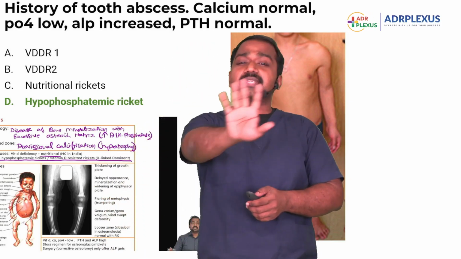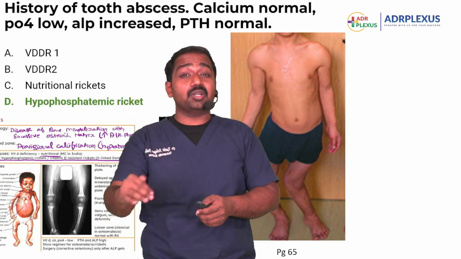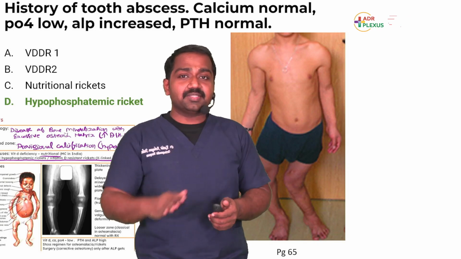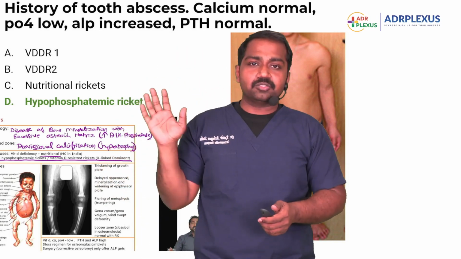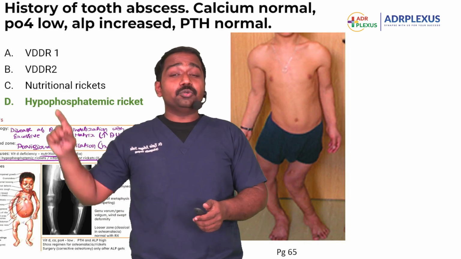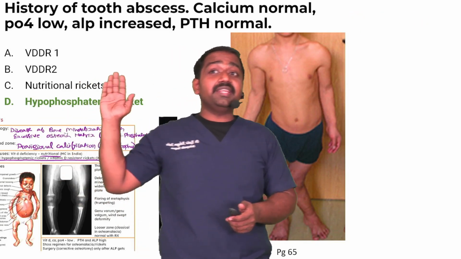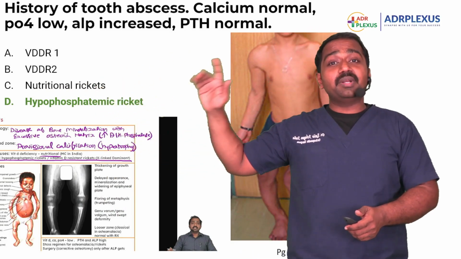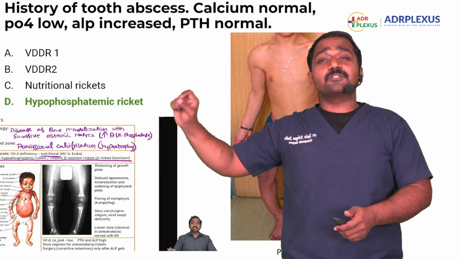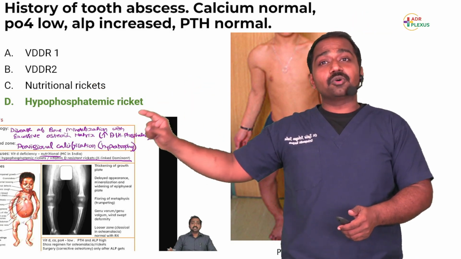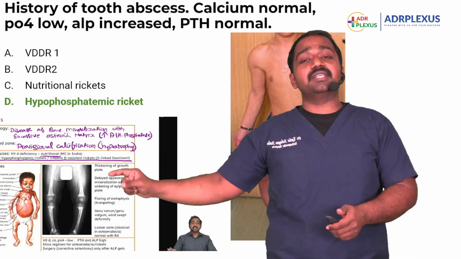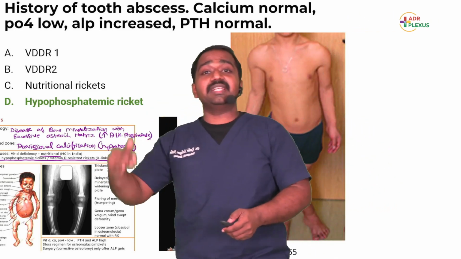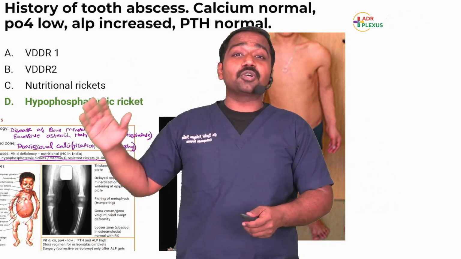In any kind of rickets, alkaline phosphatase is always elevated, because rickets is not a bone destroying disease. It is actually an indirect bone forming disease because of poor mineralization. So while discussing, I said nutritional rickets is most common only in India. Otherwise, throughout the world, the most common rickets is phosphate deficient rickets, also called hypophosphatemic rickets, because it is vitamin D resistant with an X-linked dominant genetic pattern. This is the most common cause of rickets.